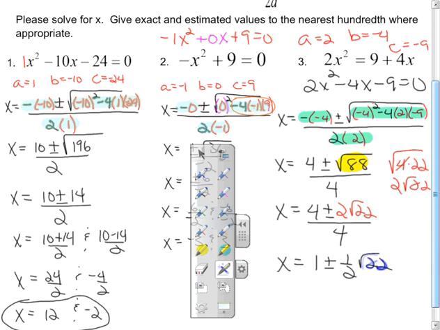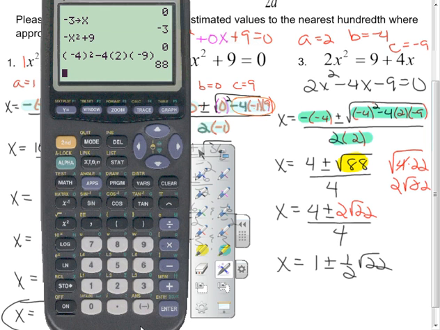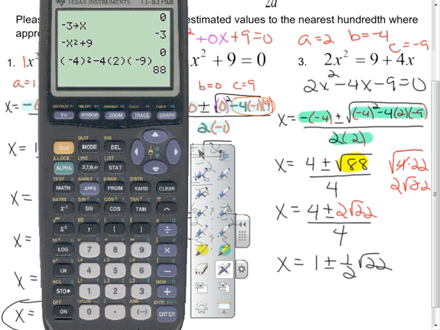Now these are exact values. They're exact in that I did not round them, okay? I'm going to go to my calculator here and get the estimated values, as the directions indicate, where it says to estimate to the nearest hundredth. That is done simply by typing those expressions, where we get 1 plus 1/2 times the square root of 22. This gives me a decimal of 3.35 when I round it.